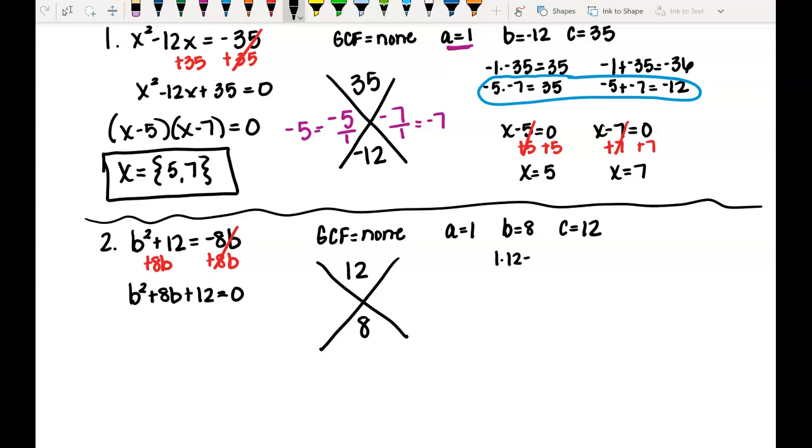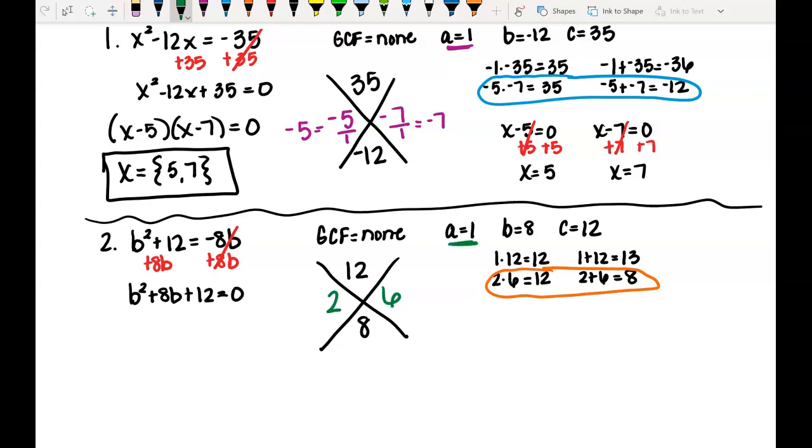So 1 times 12 equals 12. 1 plus 12 is 13. 2 times 6 equals 12. 2 plus 6 equals 8. There's the combination we are looking for. So one of my factors is 2, one of my factors is 6.